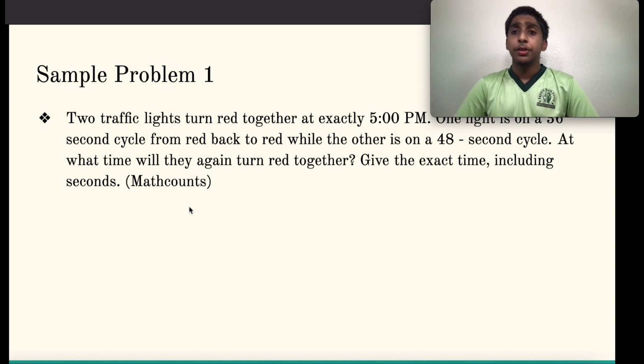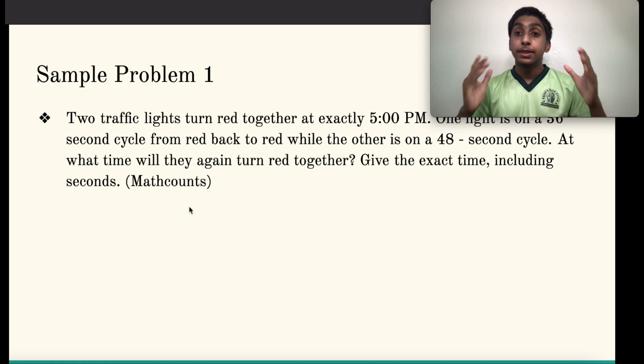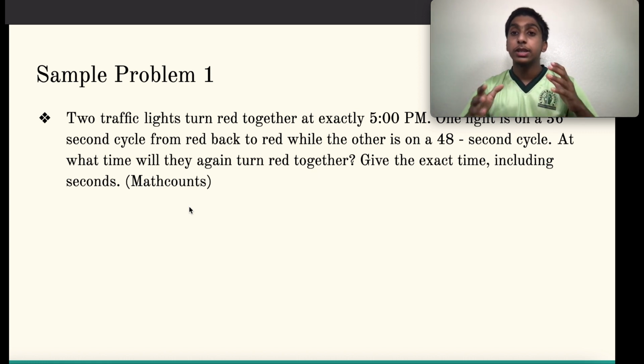Okay, so for this one, whenever you hear about these cycles of 30 seconds and 48 seconds, whenever they're asking you anything about that, you should always think that this is an LCM problem. You need to find the LCM of these two cycles. One light is on a 30-second cycle, and the other is on a 48-second cycle. So try to find the LCM of these two numbers, and that will give you an idea of when they're going to sync up and have the red light at the same time.